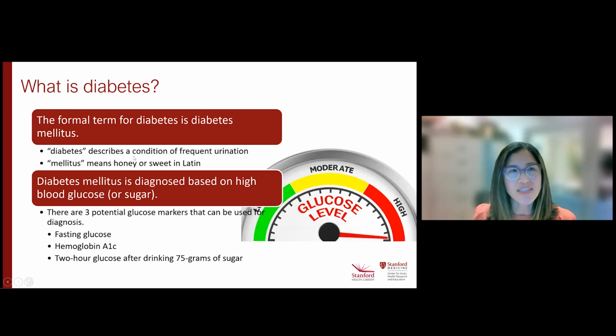So switching gears a little bit, I know some of you probably know a lot about diabetes, but it's good for us to have a refresher about how we define and diagnose diabetes. The formal term for diabetes is diabetes mellitus. And diabetes describes a condition of frequent urination. There are actually two types of diabetes, diabetes mellitus and insipidus. For the purpose of our talk, we're talking about diabetes mellitus. And mellitus refers to honey or sweet in Latin.